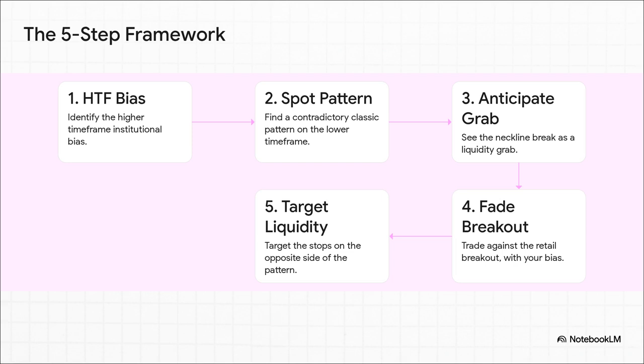It's a 5-step process. Number 1, you always start by identifying your higher time frame bias. Is the market bullish or bearish? Number 2, now you look for a classic pattern on a lower time frame that is trading against that bias. Number 3, you have to see the neckline not as an entry point, but as a target for a liquidity grab. 4, instead of joining the breakout with the crowd, you fade it. You trade against them, but in line with your higher time frame bias. And finally, number 5, your target isn't the textbook projection. It's the liquidity on the other side of the pattern. That's where the real move is going.